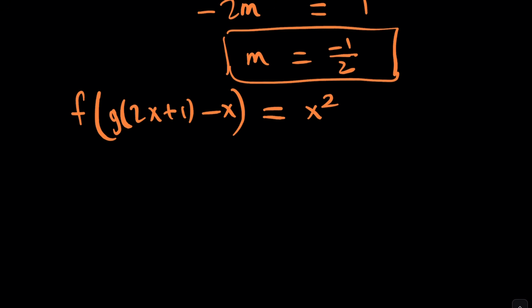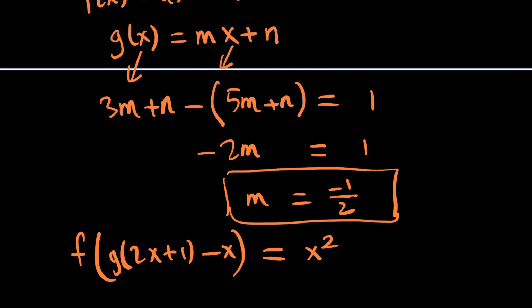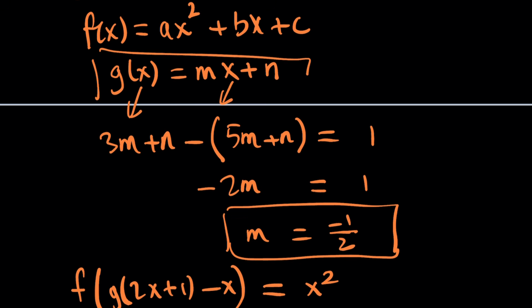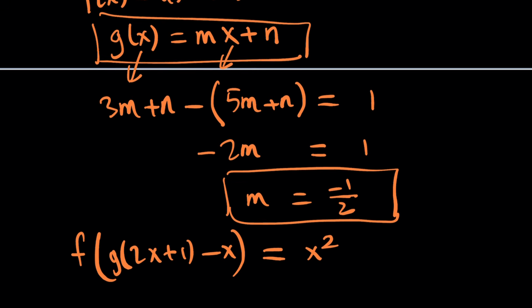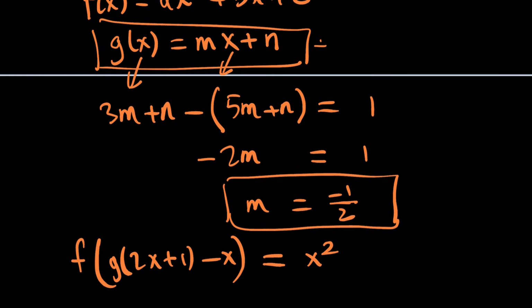Easy, right? Once you find what f is, and in this case, again, I repeat, f is considered a quadratic function. Now, because we assume that g is linear and we have an expression or equation for g, we can also plug it in here. What is g of 2x plus 1 if g of x is mx plus n, right?